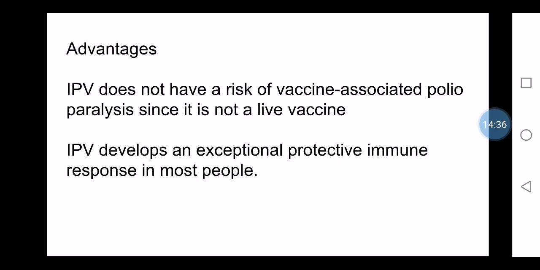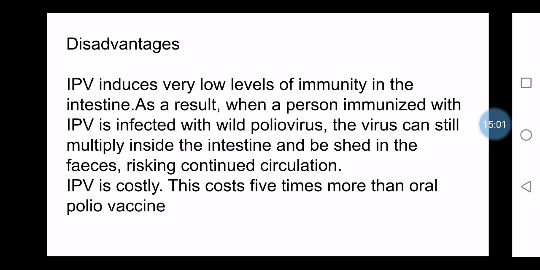So the advantages are: IPV does not have a risk of vaccine-associated polio paralysis since it is not a live vaccine. Since it is not a live vaccine, this injection will never cause any paralysis. Second, IPV develops an exceptional protective immune response in most people. In most people, it is really effective since it boosts up the immunity very strongly. These are the advantages of IPV.